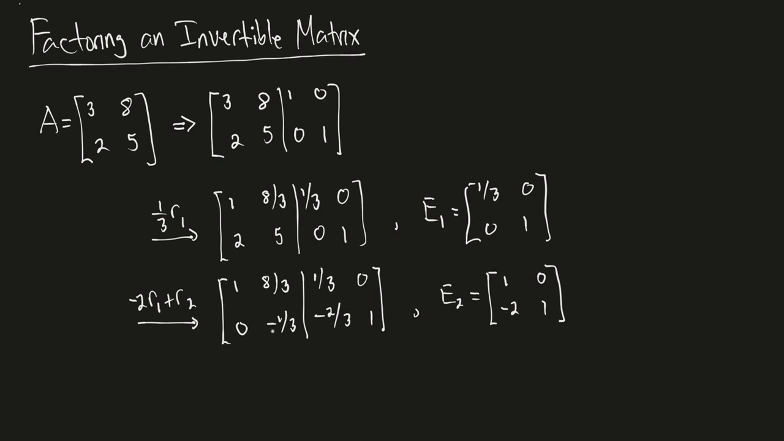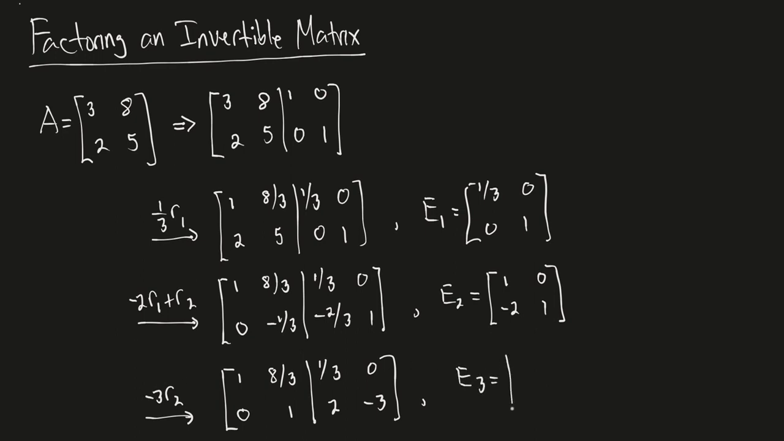So let's see, we need to have our pivot of 1 here. So if we take -3 times row 2, that produces 0, and then a 1, and then a 2, and a -3. And then the first row stays the same, right, like that. So now let's write down our third elementary matrix. So take the 2 by 2 identity and perform this operation on it. So E3 is 1, 0, 0, -3, right?